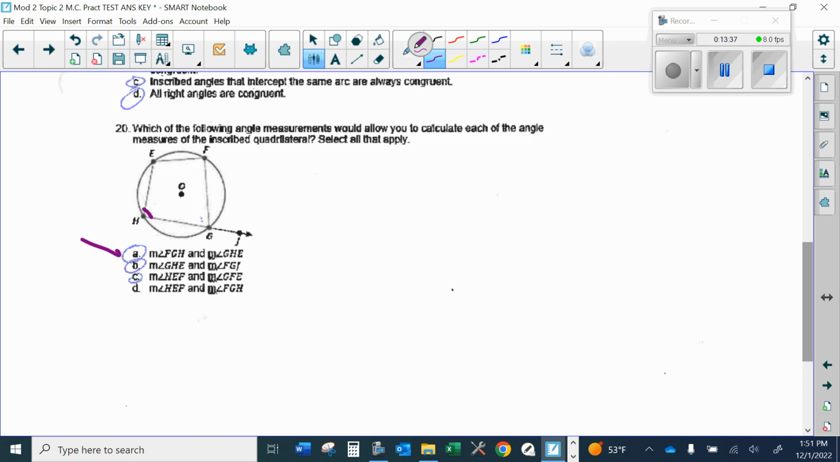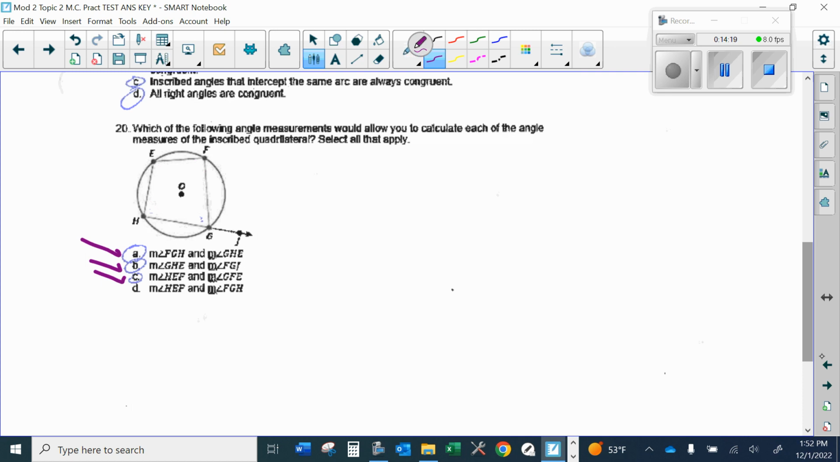GHE, that one. That means I can get that one. And FGJ. Okay, so if I know this one, I know I can get this one because they're a linear pair, which then means I can get that one because they're supplementary. So that works. HEF, this one right here means I can get this one right there because they're supplementary. GFE, if I have that one, that means I can get this one because they're supplementary. So that one works.